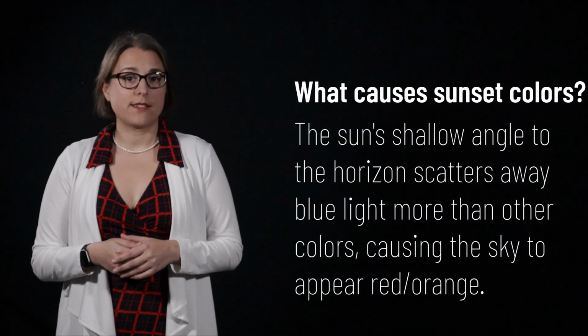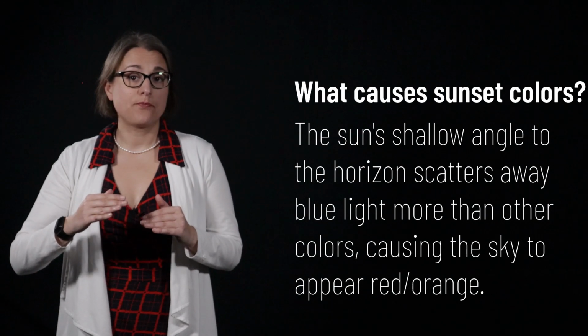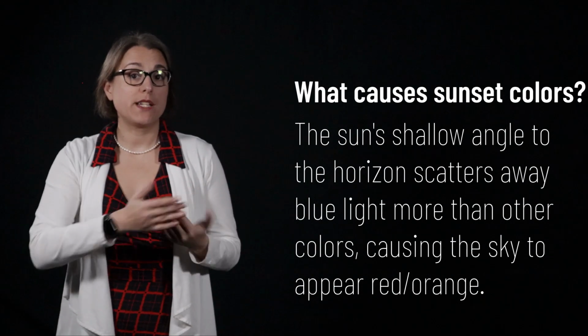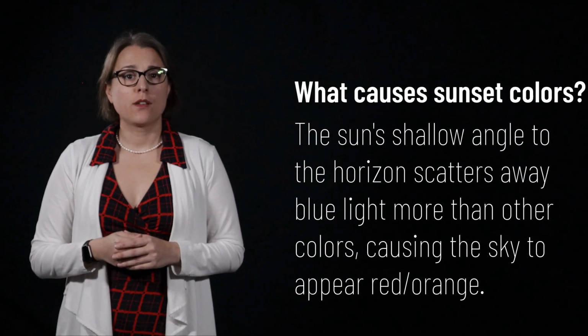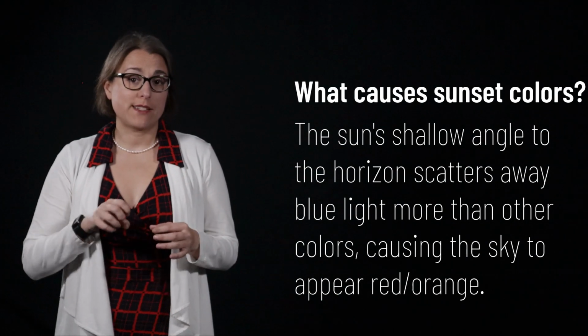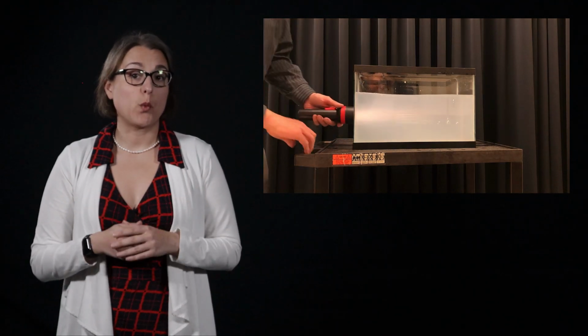During sunrise and sunset, the sun's shallow angle with respect to the horizon means that light from the sun has to travel through more atmosphere than it does at other times of day. When sunlight travels through so much atmosphere, so much blue light is scattered away that the effect is a red sky. In this demo, a fish tank is filled with water.